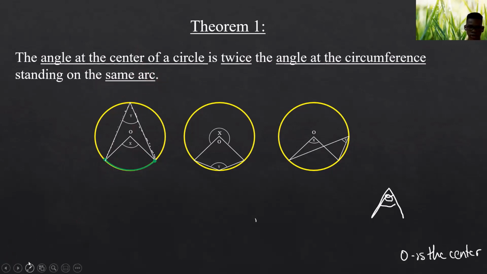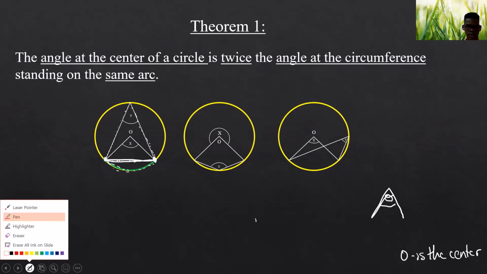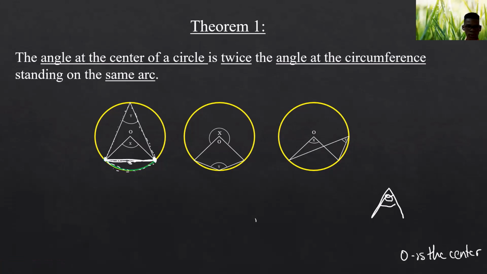And just so that you know, we can actually draw a line from here where these two angles are standing. This is what they're standing on. You can draw a straight line across here, and this would be a chord, and they would be standing on that chord. So that's all we need to look at.